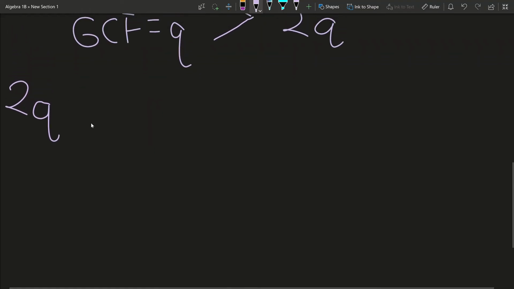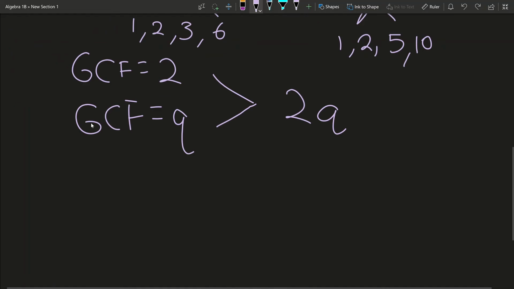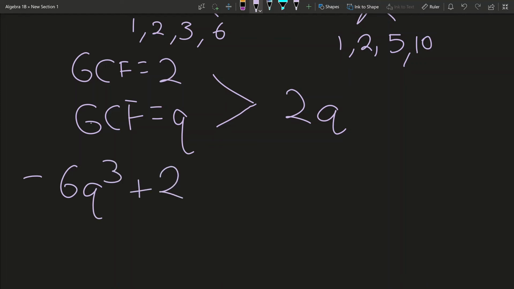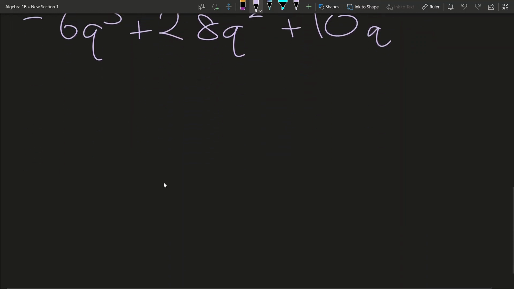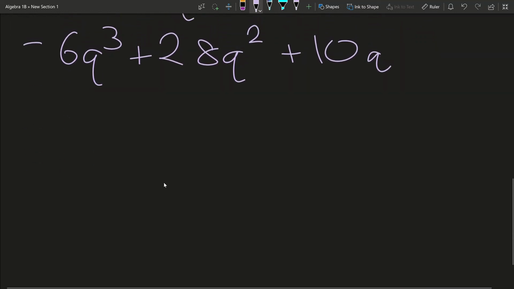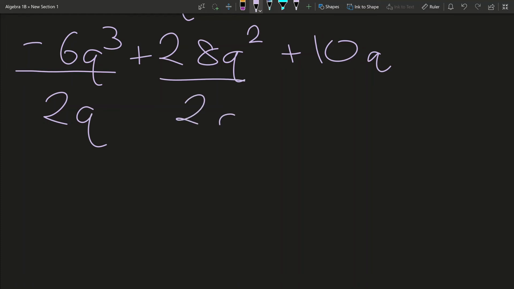Let's move this over here real quick actually. Let me rewrite this problem one more time. Negative 6q to the power of 3 plus 28q to the power of 2 plus 10q. So we're going to take out 2q. To do this, we need to divide everything by 2q. So we can pull out the 2q and write it in the front.